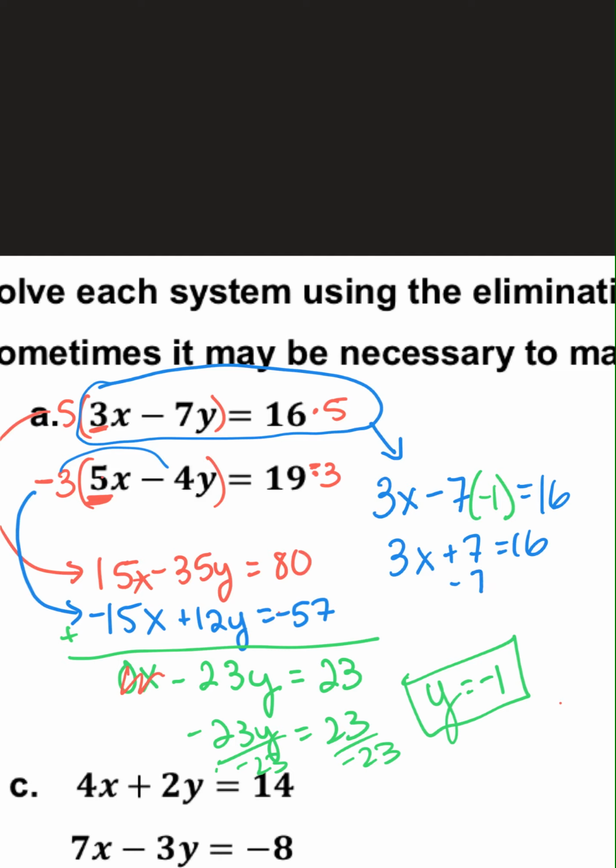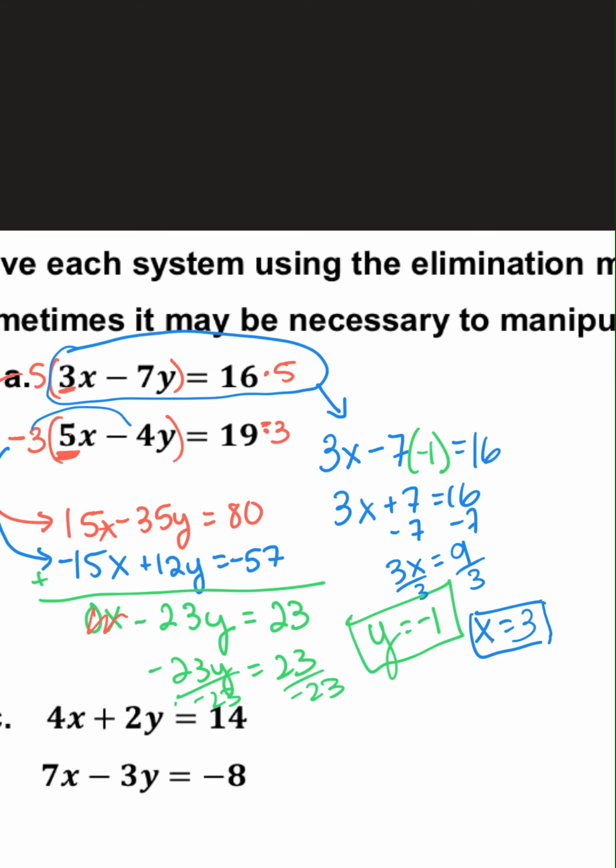Subtract, because the opposite of addition is subtraction. So we get 3x equals 9. Divide by 3. And we get x equals 3. So then my answer as an ordered pair would be (3, -1).